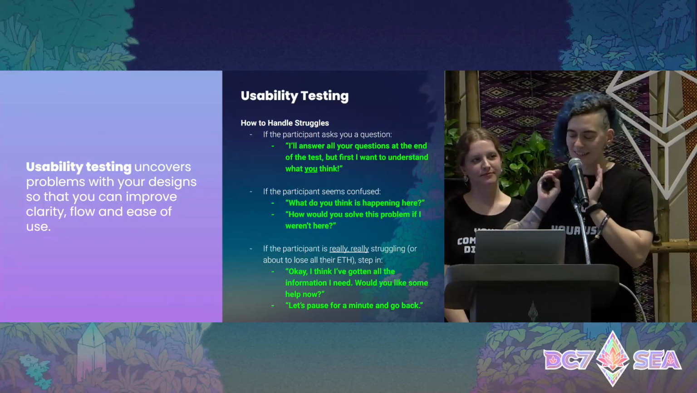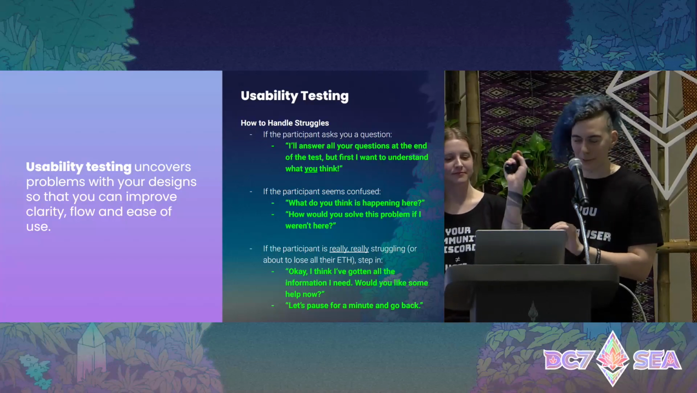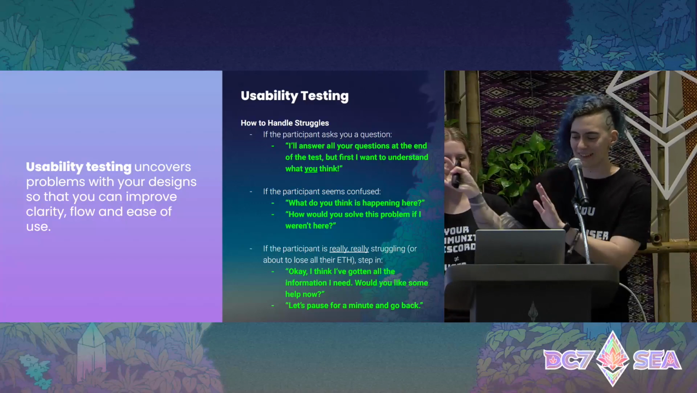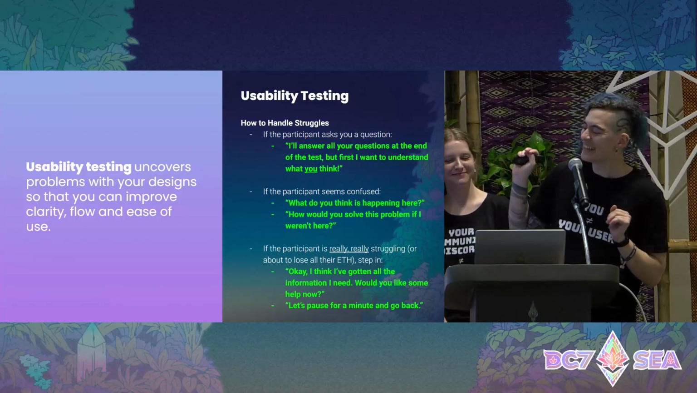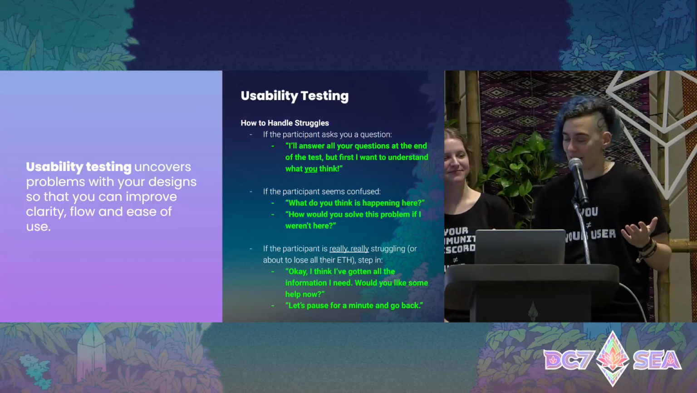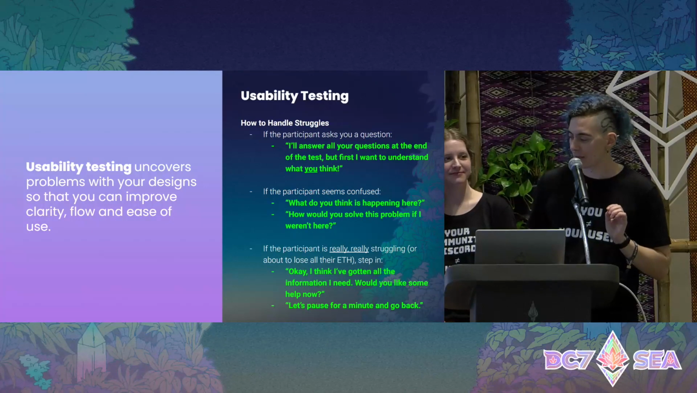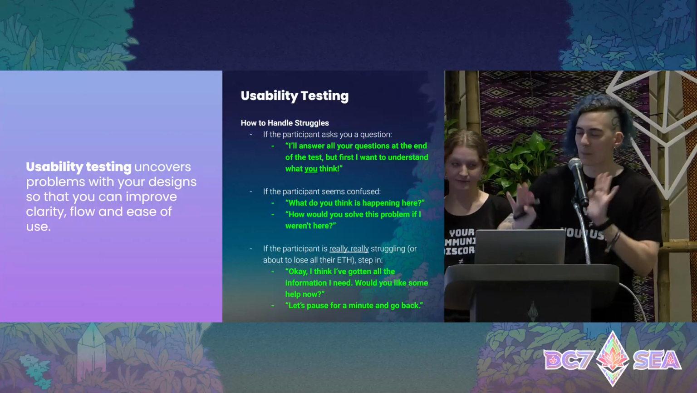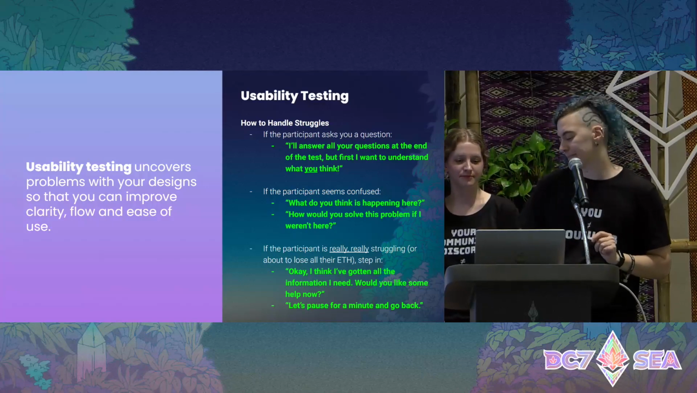Don't say the thing that needs to happen right away, unless, again, like they're about to click on the button that is going to destroy their life forever. Unless that's happening, just ask, would you like some help? And then let the person tell you. Or you can just say, okay, let's pause with this one and go to a different flow, do something else.